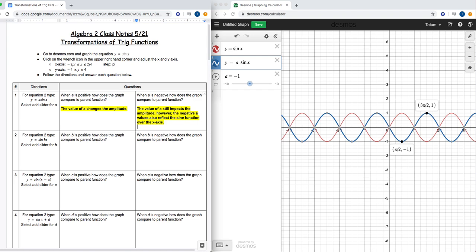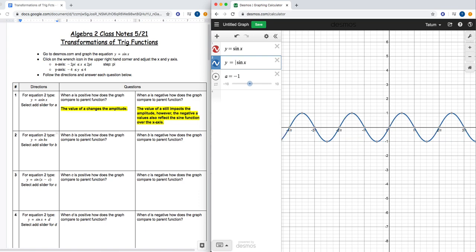So now we're going to do the same thing with number 2. For number 2, we're going to change our equation 2 here. Instead of having y equals a times the sine of x, we're going to change it to y is equal to the sine of bx. So you don't need the a slider anymore. So y is equal to the sine of bx. Now you're going to add a slider for b.